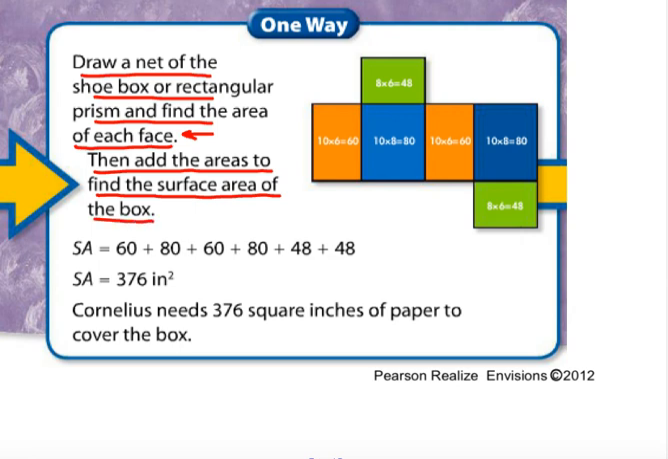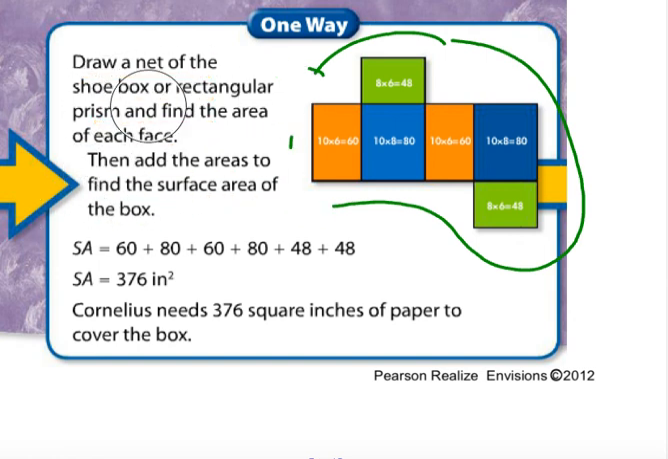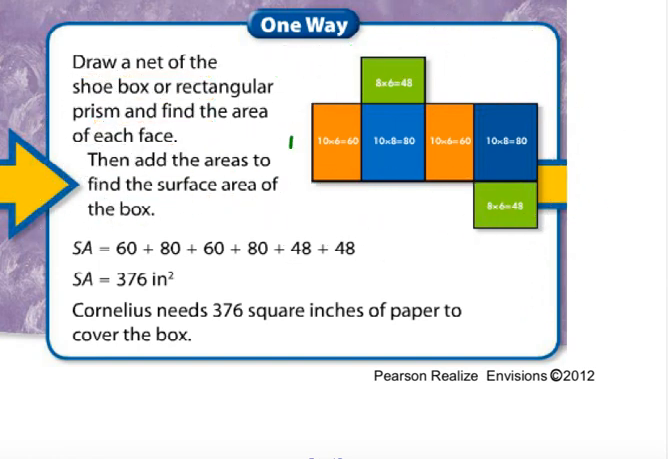So if you look at the example in the book, you can see where they have drawn the net for the rectangular prism. And then what they did was they established the measurements of each part of the net. So in other words, the surface area for the net would be a combination of this area doubled, this area doubled, and these two surface areas doubled. Okay?